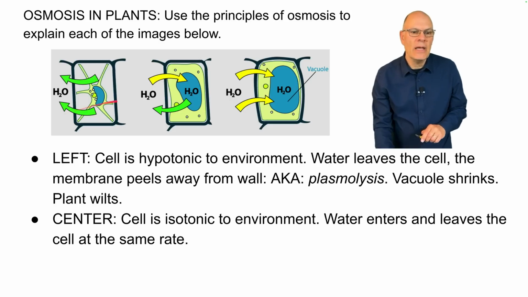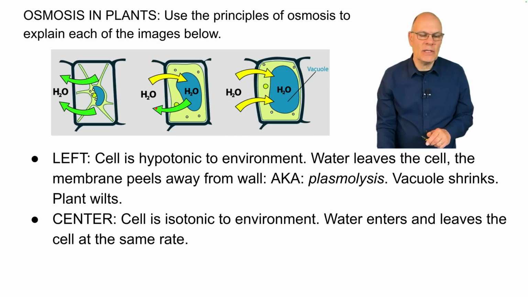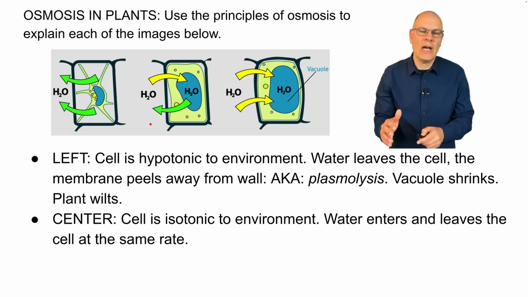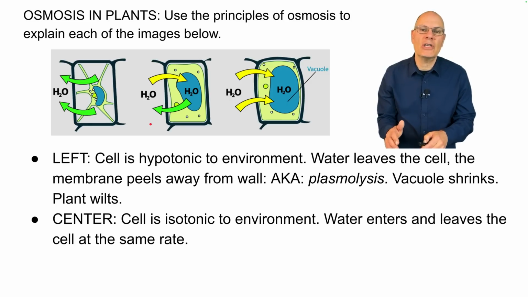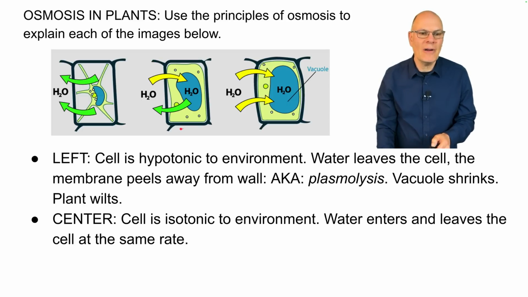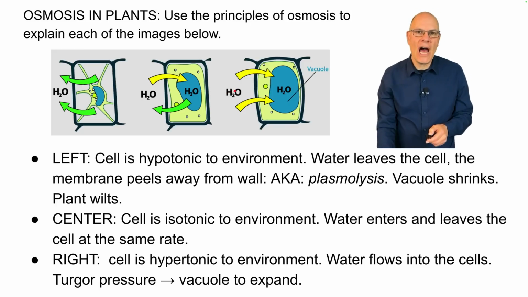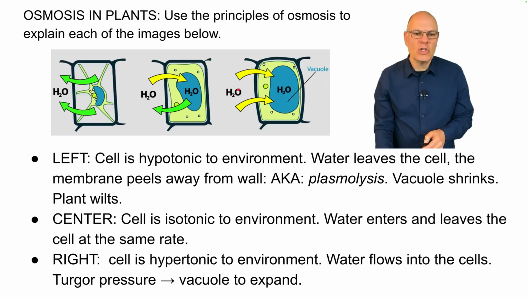In the middle, the cell is isotonic to its environment. That's a new term. Isotonic means that the solute concentration and the water concentration are the same on both sides of the membrane. So water enters and leaves at the same rate. And on the right side, the cell is hypertonic to its environment, so water flows into the cell.